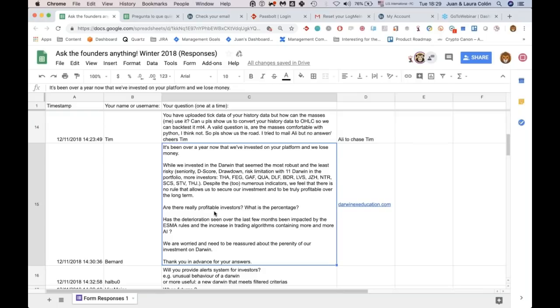So, I mean, it's probably a matter of trying to study the asset class using the Darwin API. Once we launch it, I think it's the best way to be sure and to demonstrate that it's possible to make money.